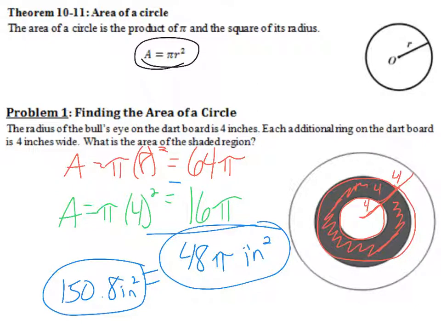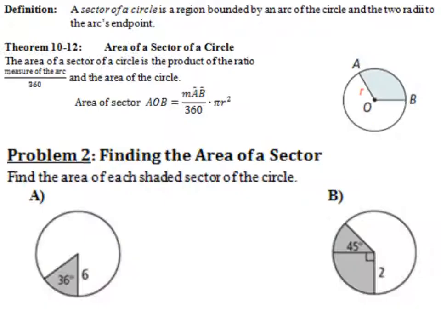So it depends on how they want it. If they want you to leave pi in it, we would give an answer like this, 48 pi square inches. If they don't want you to leave it in terms of pi, we can type it in our calculator and get something like 150.8 square inches.